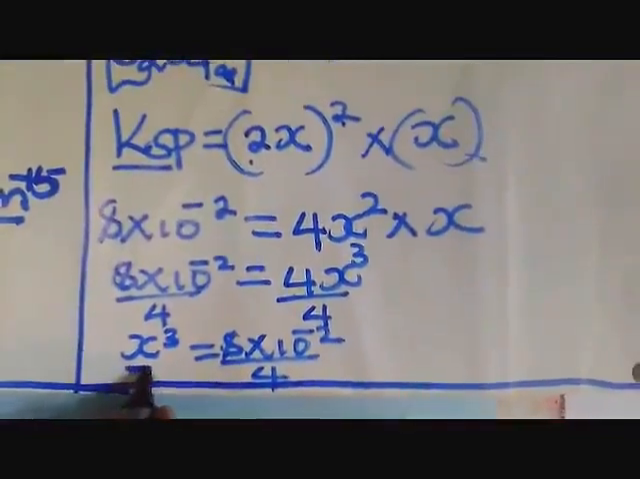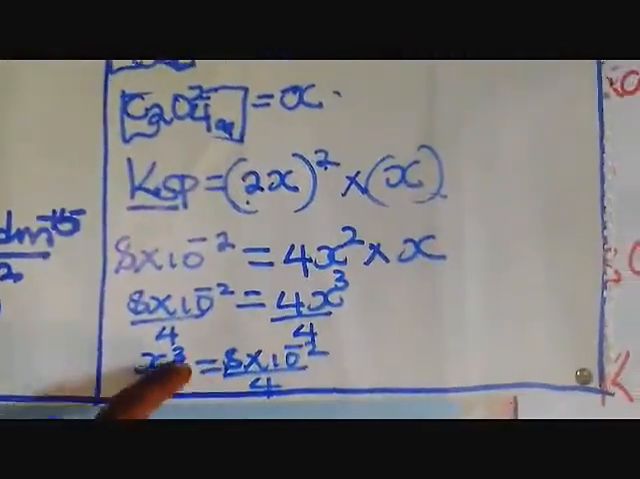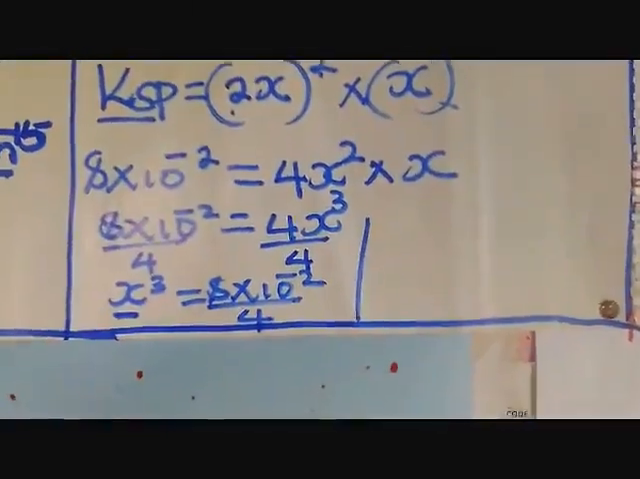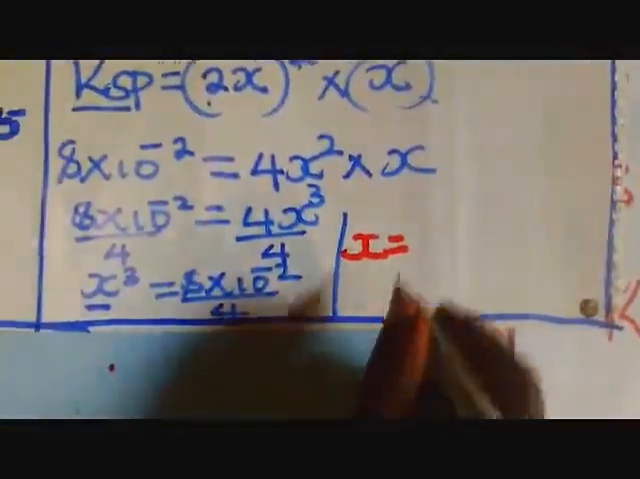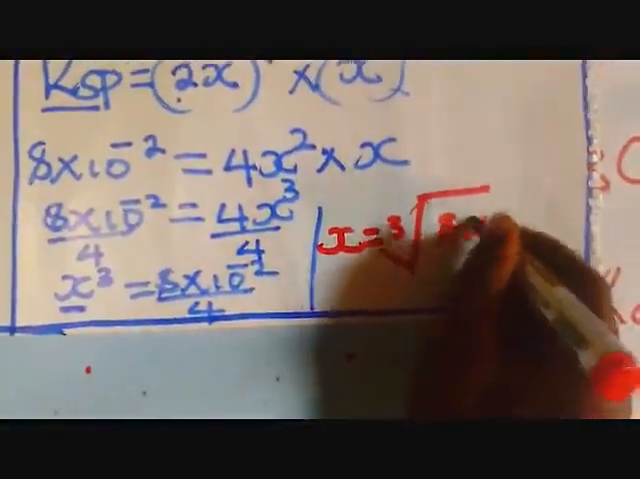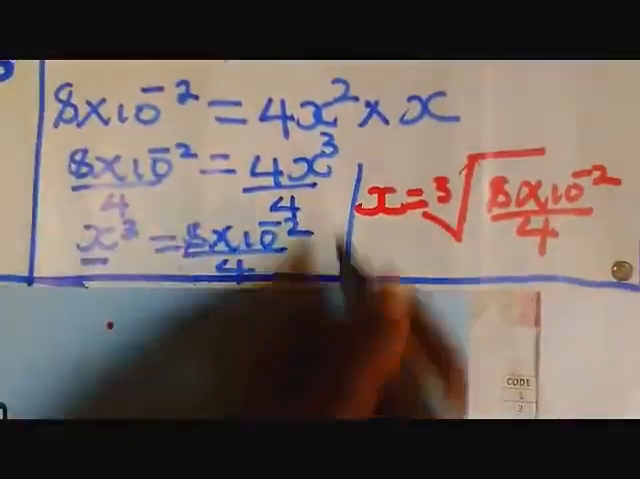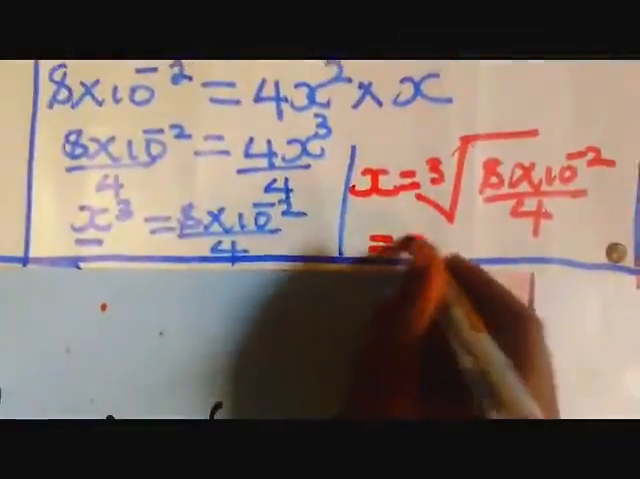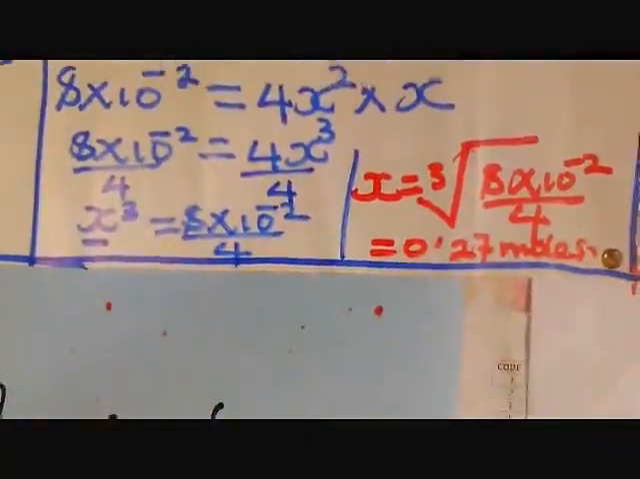But remember, we want x, which is what we are saying is the solubility. So what are we going to do here? We are just going to get now the cube root. So we shall come and say that x is equivalent to the cube root of 8 times 10 to the power negative 2 over 4. So you can simplify as you want. Then my final answer here, I'm going to obtain 0.27 moles.